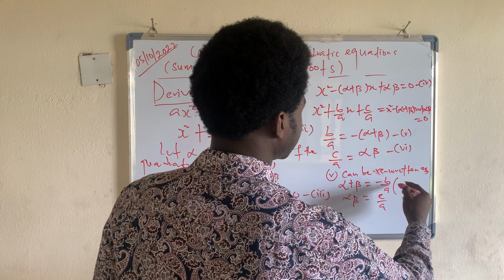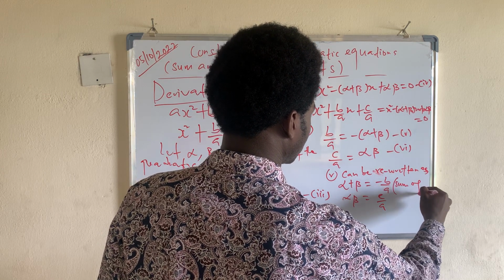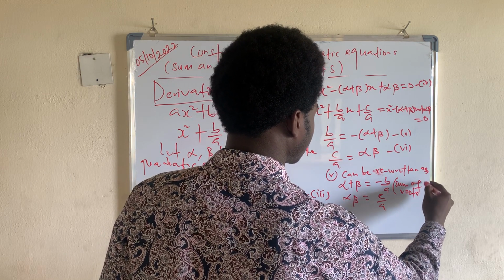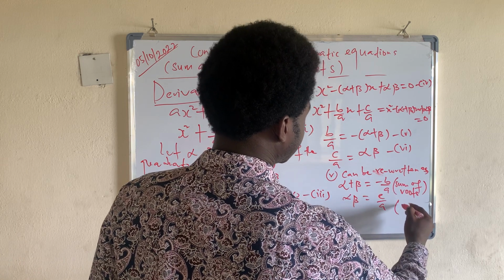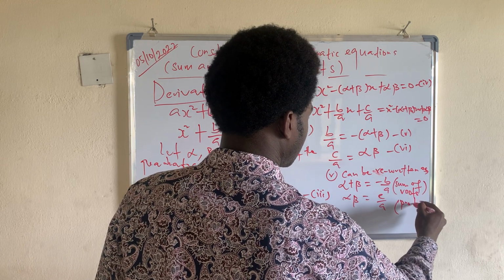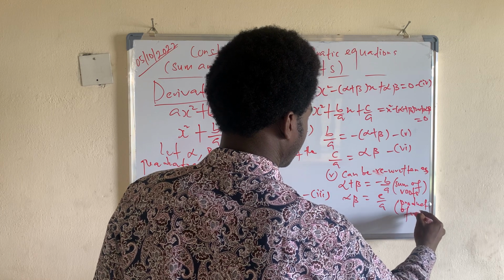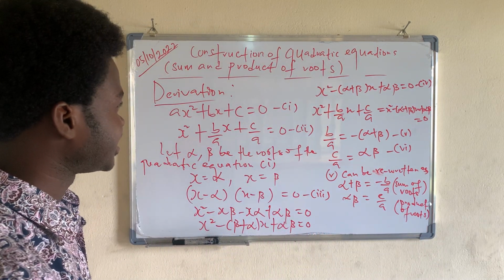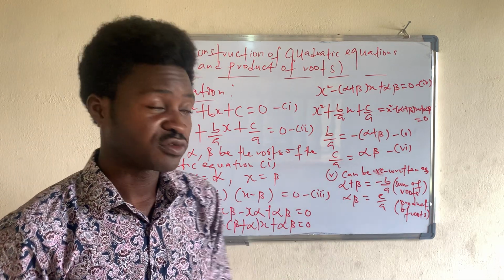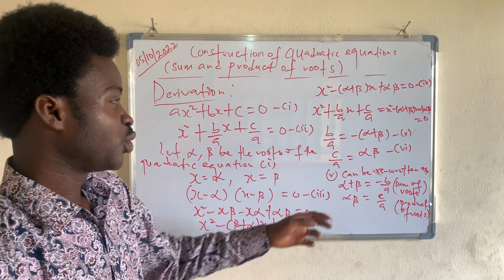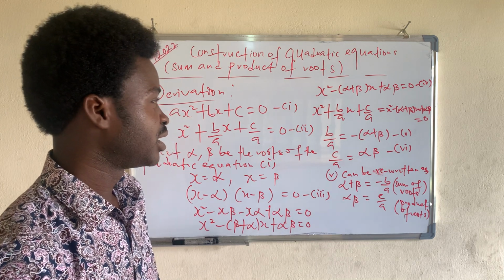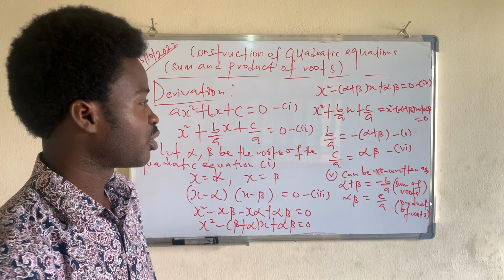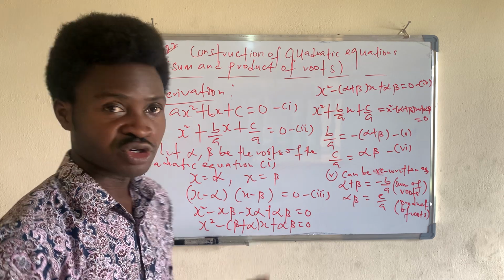So this is called the sum of roots, and alpha beta equal to c over a is our product of roots. This is how we get the sum and product of roots of a quadratic equation, which we make use of in solving problems on construction of quadratic equations.